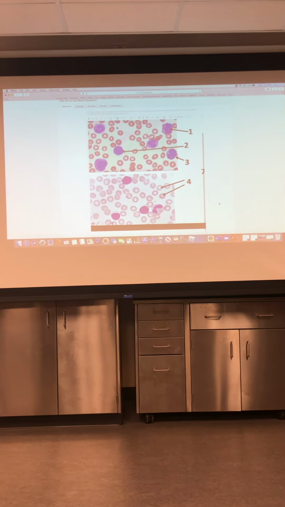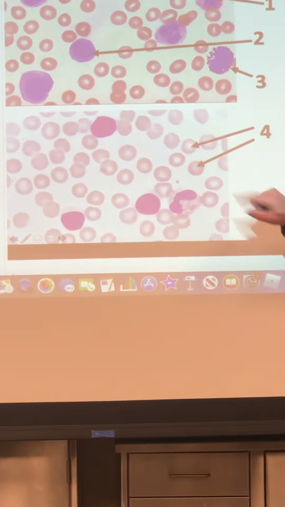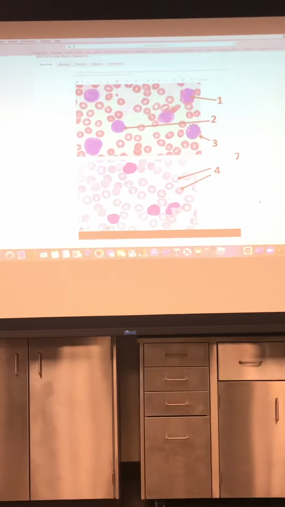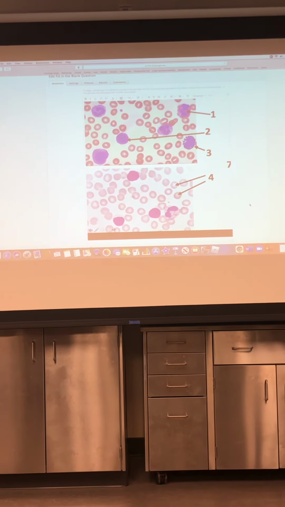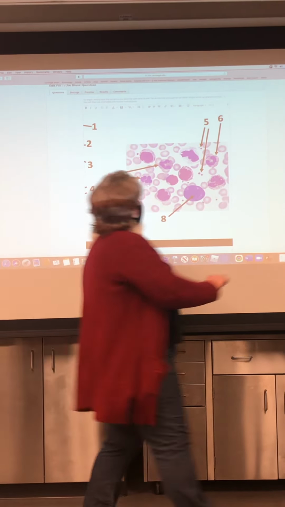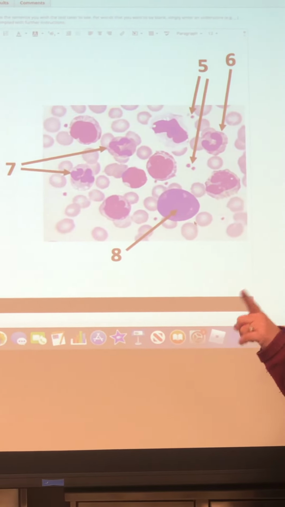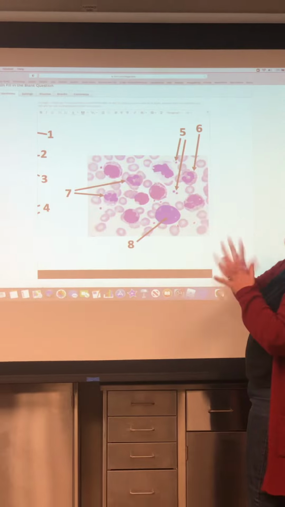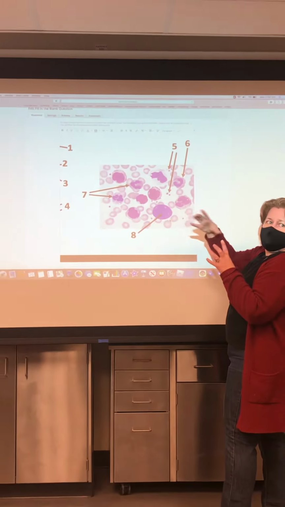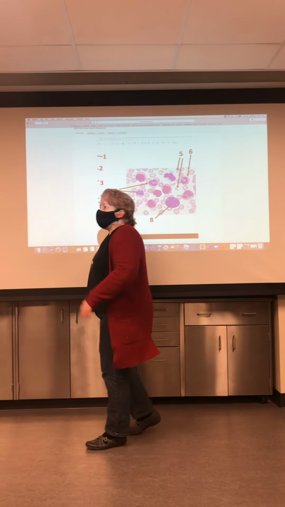And then, what is this cell here? That's the red blood cell. And what are these little dots here? Platelets. And then you probably said that was an eosinophil, that's fine. And what do you think that one is? Big old cell. That's a monocyte. So that's the answers that I came to.